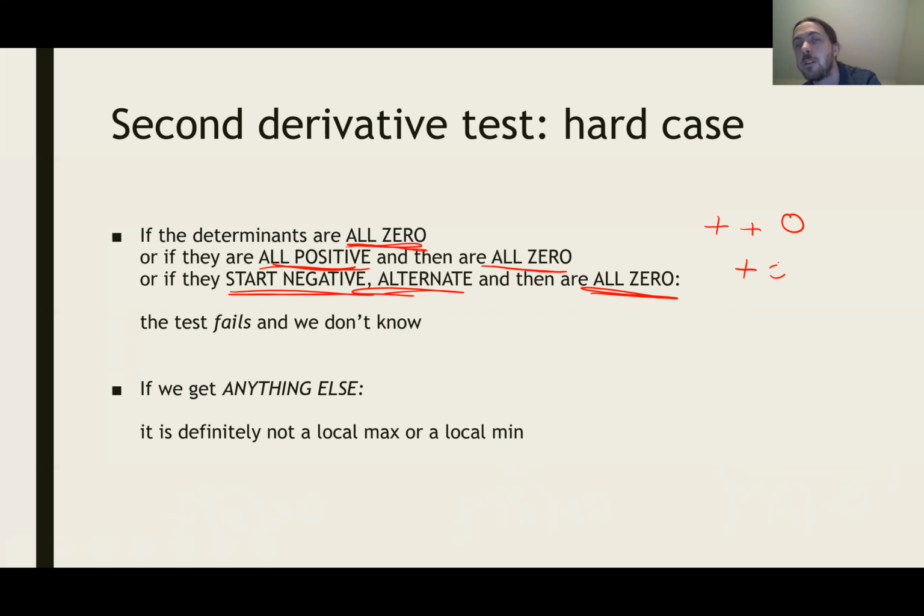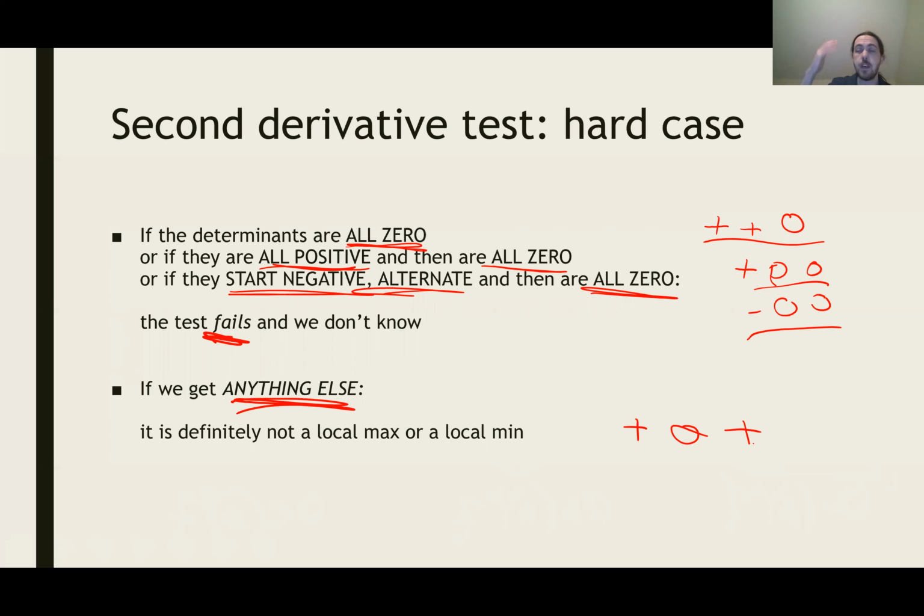So if we get positive, positive, 0, or if we get positive, 0, 0, or if we get negative, 0, 0, all 3 of those could legitimately have been an answer to the second derivative test, except that eventually we started getting zeros. That's when the test fails and we don't know whether it's a local max or a local min. But if we get anything else, if we get positive and then a 0 and then a positive, that's not this list. It didn't fall off a cliff. It started and then we got a 0 and then we got something else. Then it is definitely not a local max or a local min. It's some kind of saddle point that may have complicated behavior, but it's definitely not a local max or a local min.